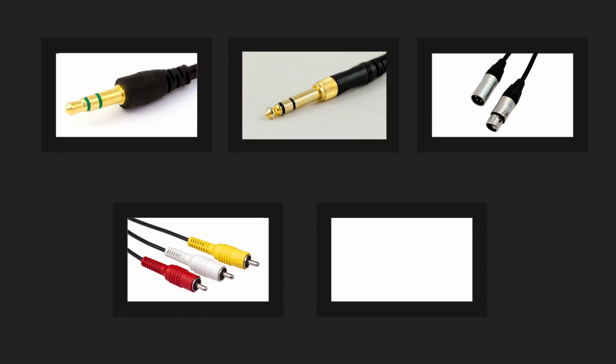RCA cables. These cables have a metal prong in the center with a shorter, hollow metal cylinder on the outside. These cables are mostly used in older home AV systems. Power cable. Resembles a rounded rectangle on the female side and looks like a regular power plug on the male side. It is used to deliver power to electronics like the sound mixer.